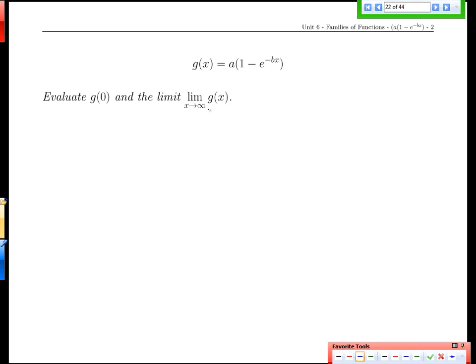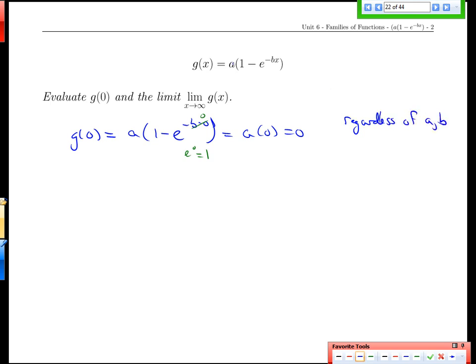Let's throw in some extra ingredients that'll give us some more detail. What might g of 0 be? Well, it'll be a times 1 minus e to the minus b times 0. And that means that this is 0, and then we have e to the 0, which is equal to 1. Well, in fact, that means we're going to have a times 0, which will always be 0. So it's nice to note that that's true regardless of the particular a and b values that we pick. No matter what, all the members of this family will have a point x equals 0, y equals 0. They'll all pass through the origin.